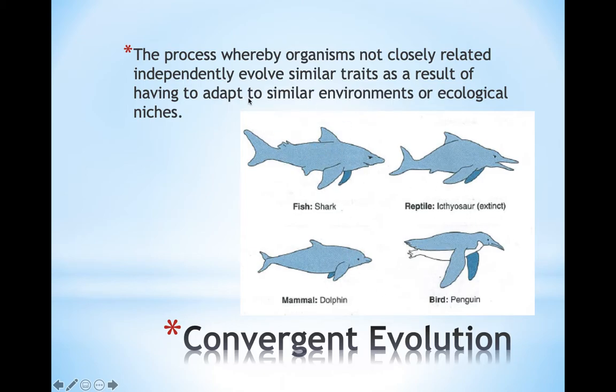You need a flat tail of some sort that allows you to push yourself through the water, flat fins that allow you to get propulsion, a long streamlined, smooth body, and things like that. So that explains why organisms that aren't really related to one another on an evolutionary scale look very similar to one another, because their environments are similar.